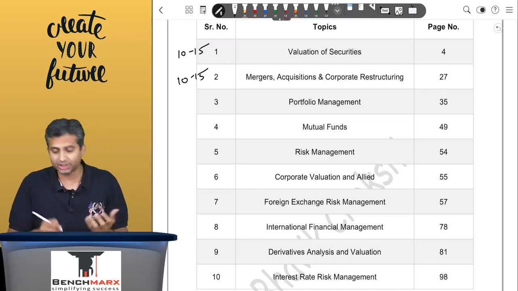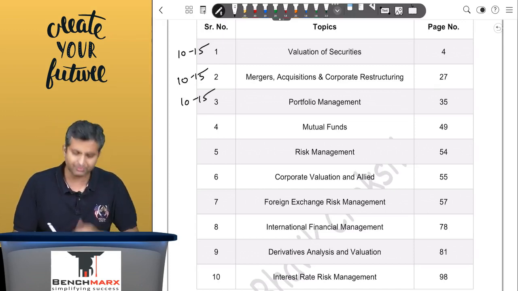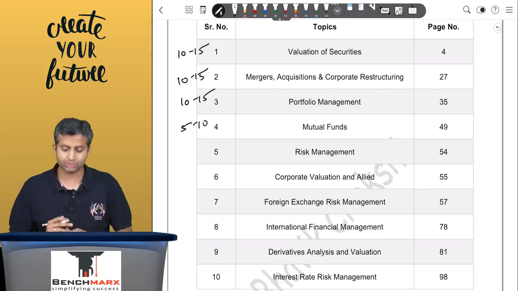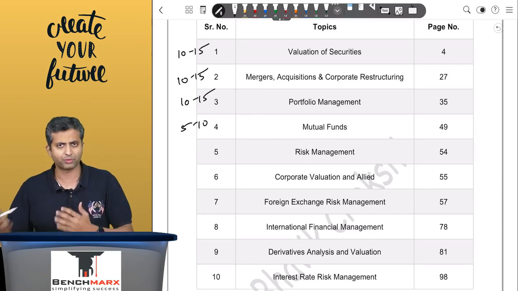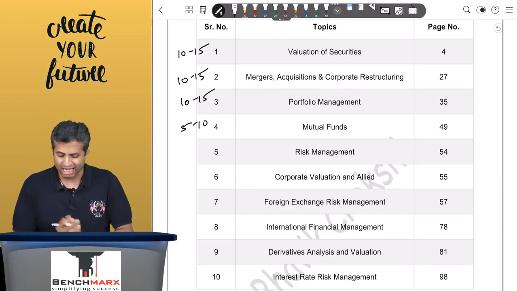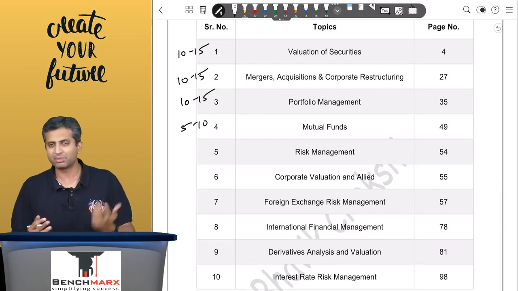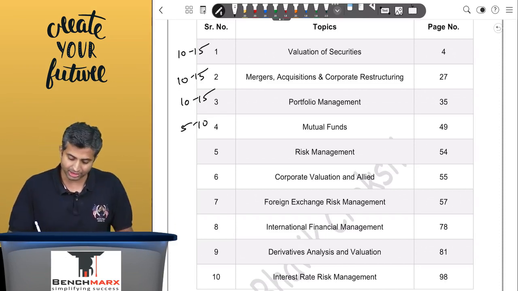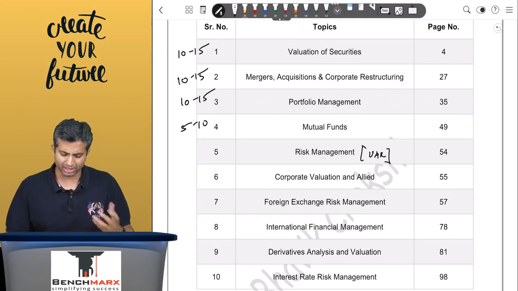Portfolio management is one of the institute's favorite chapters. On an average it comes for around 10 to 15 marks. Mutual funds would come for around 5 to 10 marks. Mutual funds is kind of an extension of portfolio, so you typically do this after portfolio. Risk management is not very important, maybe it comes for around 2 to 4 marks, on value at risk. Typically there is a concept called VAR, value at risk, on which the institute asks a question.